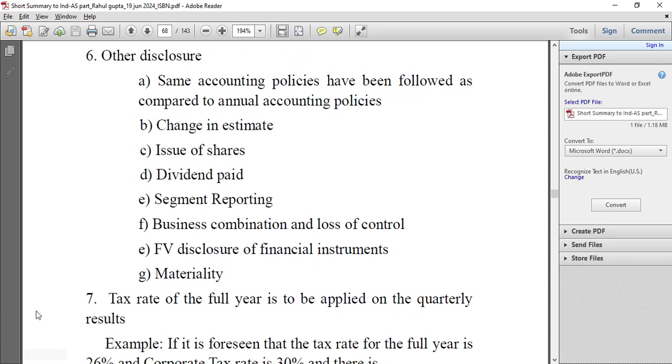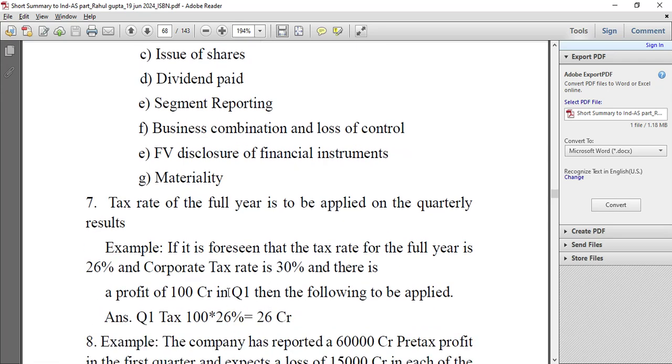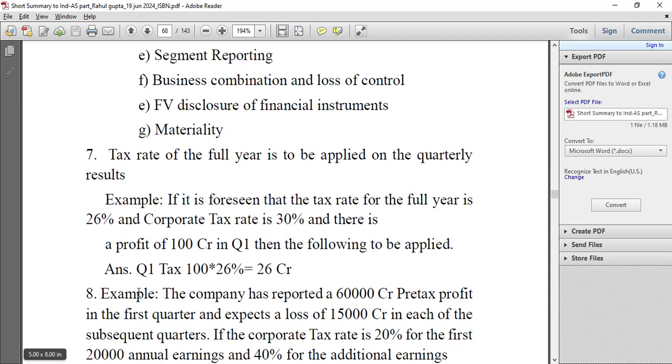materiality. Tax rate of the full year is to be applied on the quarterly results. If it is foreseen that the tax rate for the full year is 26%, the corporate tax rate is 30%, and there is a profit of 100 crore in Q1, then the following is to be applied.